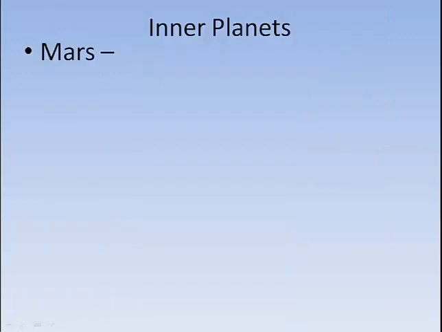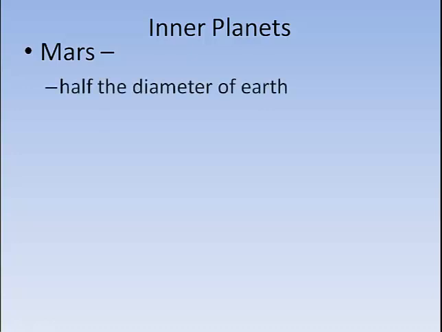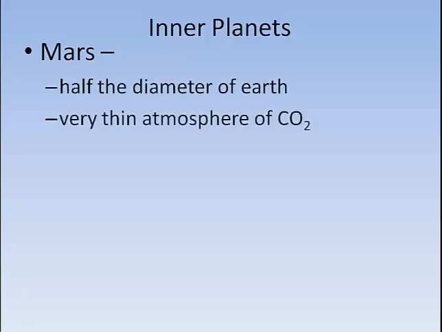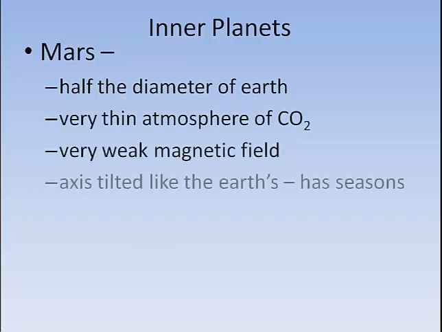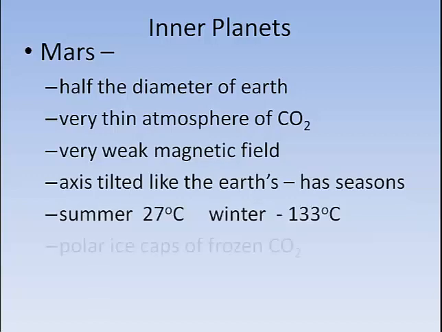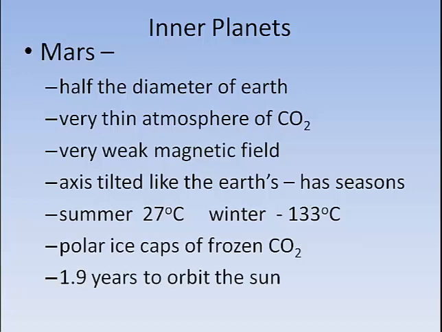So the next planet out from Venus is Earth, and past Earth is Mars. Mars is the last of the inner planets. Mars is smaller than Earth. It's only about half the diameter of Earth. It does have an atmosphere of carbon dioxide. Its axis is tilted like the Earth, so Mars has seasons. It has a summer, a fall, a winter, and a spring.